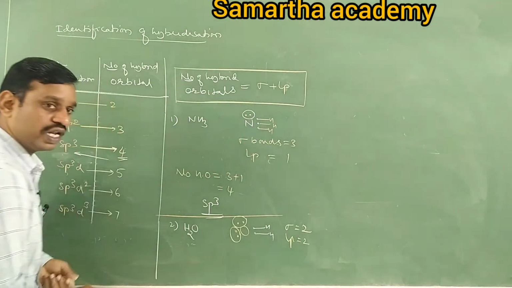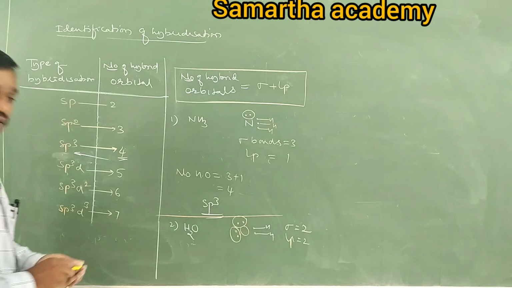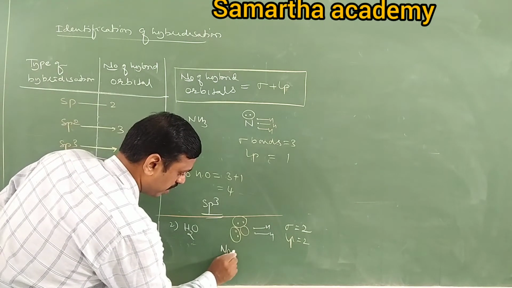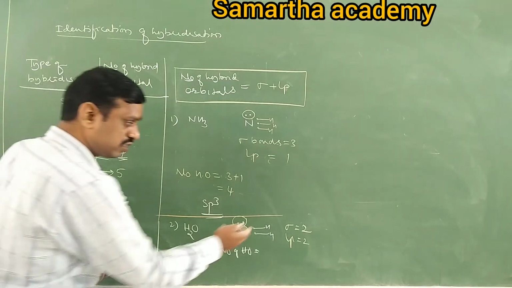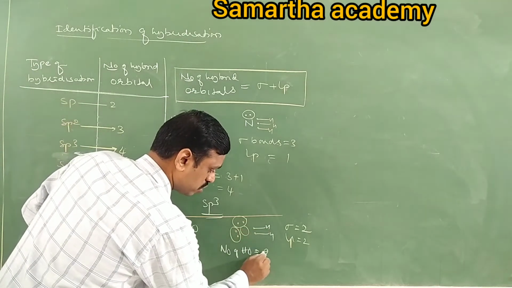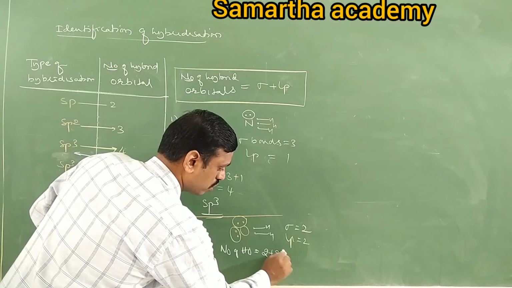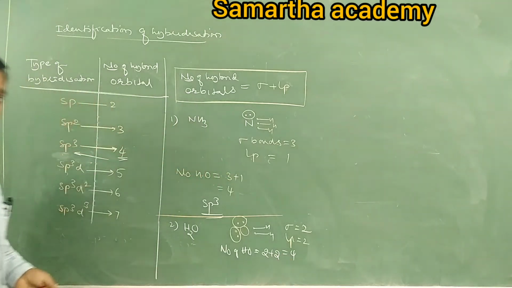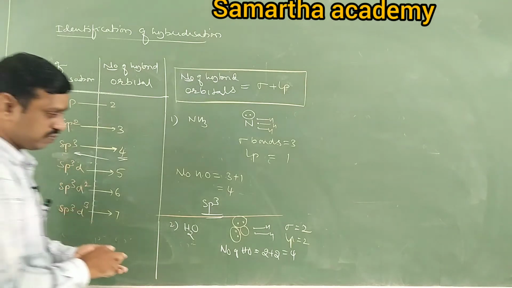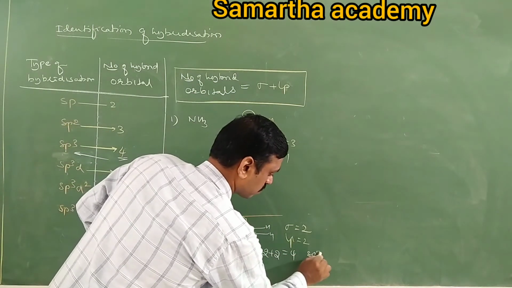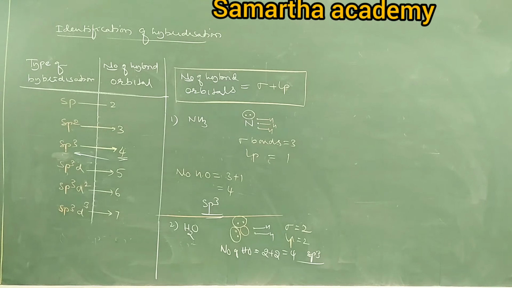So what is the formula to calculate the number of hybrid orbitals? Number of hybrid orbitals equal to sigma plus lone pair. Sigma is 2, lone pair is 2, equal to 4. So the number of hybrid orbitals is 4. It means sp3. Right. Next, let's see one cation and anion.